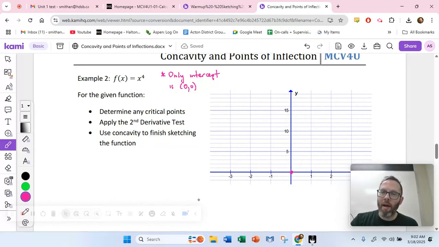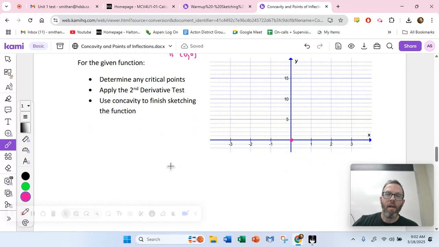So again, we're going in blind and we're just applying our algorithm for sketching. We look for intercepts. F at 0 equals 0. It's the y-intercept. It's also the only value that makes the function 0. It's the x-intercept. It's the only intercept. You guys convinced? So you'd look for x-intercepts. And then you'd find the derivatives and start looking for critical points.